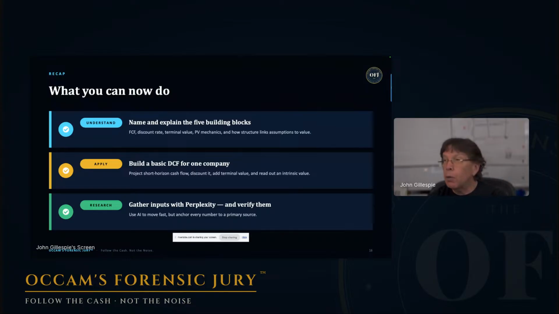So since we've had no questions today, we've gone through this pretty quick. So a recap against the objectives. Basically, we want to understand, name, and explain the 5 building blocks. You want to be able to build a basic DCF for one company, and you want to be able to gather the inputs with Perplexity and verify them.